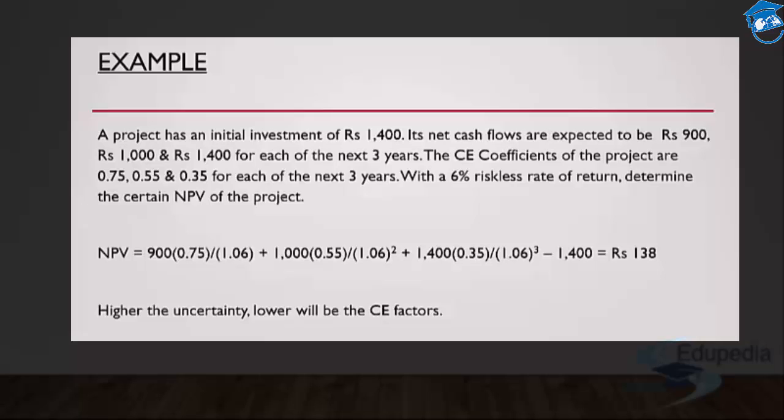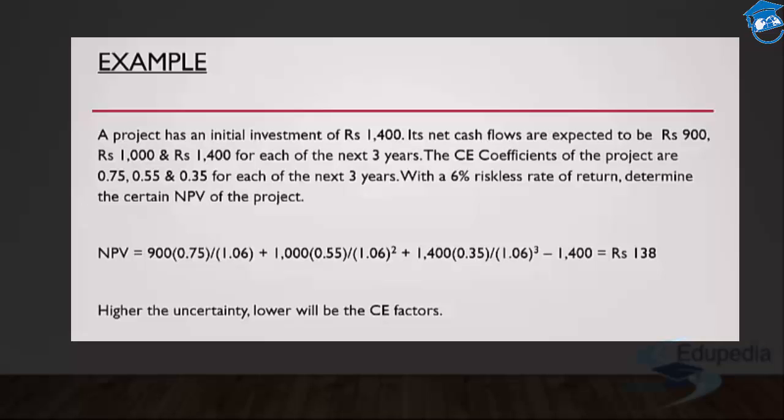Okay, and that will be very simple. All you need to do is multiply your cash flows with the CE coefficients. So that will be 900 into 0.75, because that was for the first year. You'll get a figure that will be the certain cash flow for that year. You'll be dividing the same with 1.06, that is the riskless rate of return. For the next year, it will be 1000 into 0.55. That means rupees 550 is the certain cash flow for that particular year.